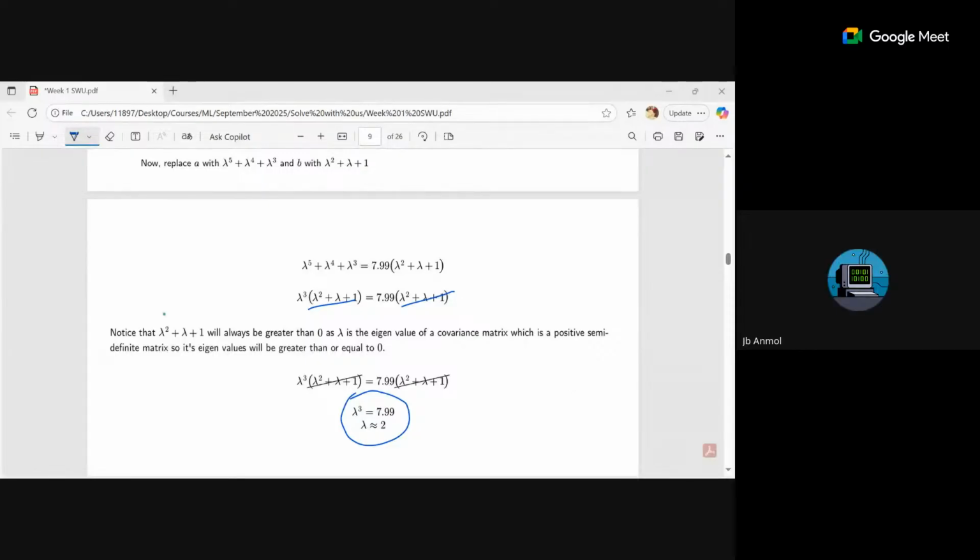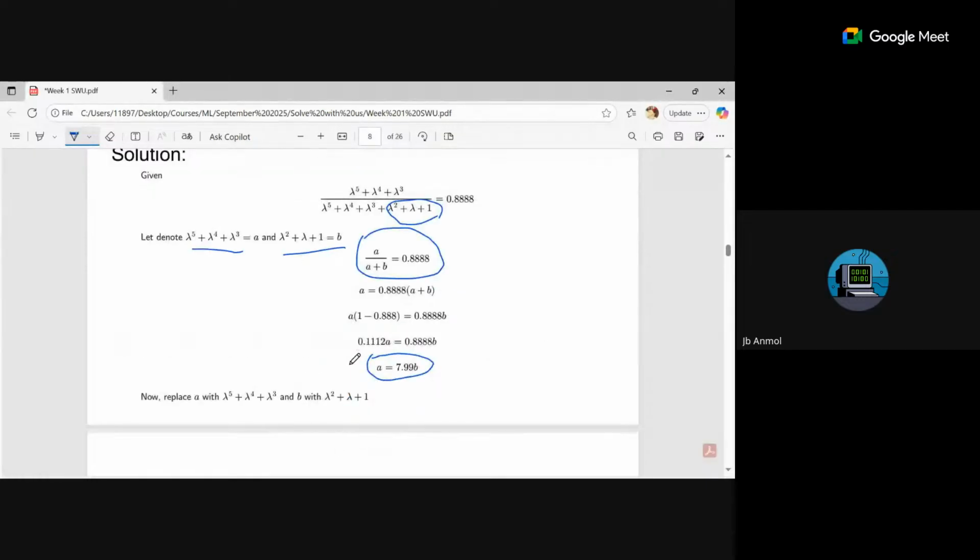Can you scroll up a little bit? What did you say? Can you scroll? Yeah, the initial part of the solution. Yeah. Thanks.